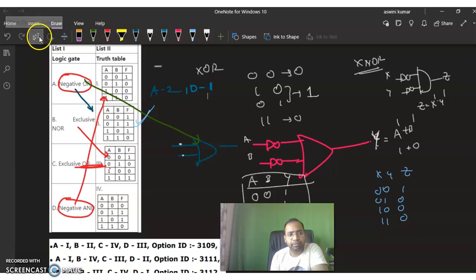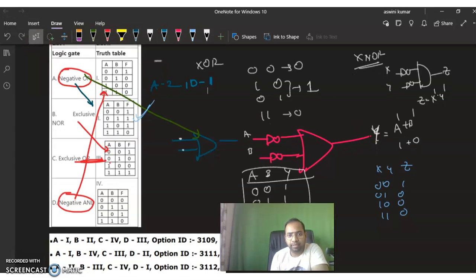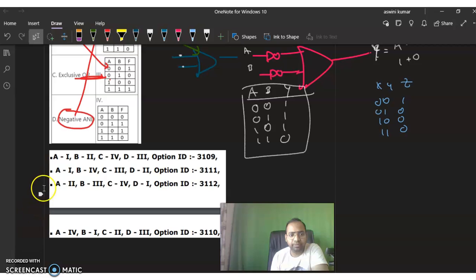So based upon this one, you can opt for the answer. A is going to 2 and D is going to 1. Yeah. So here you may take this expression. Fine. So option C is the correct answer. So let's go to the next question.